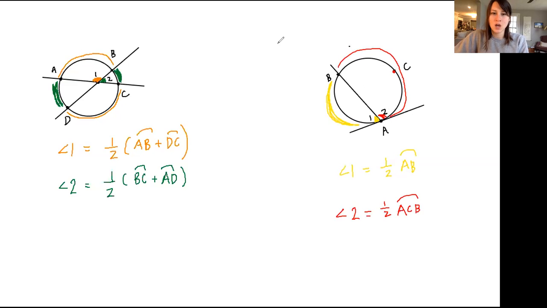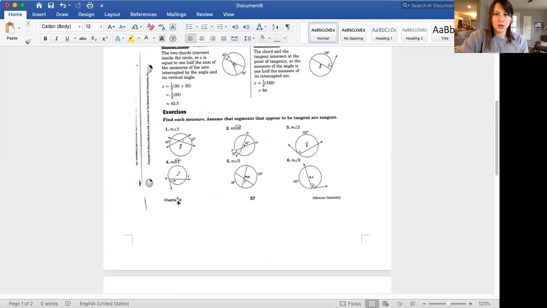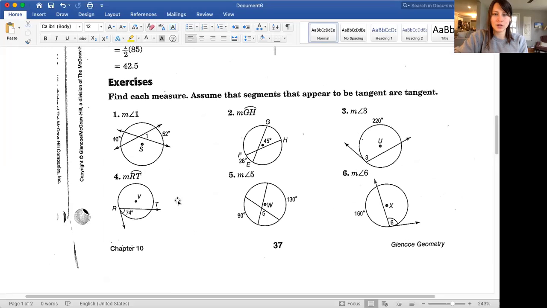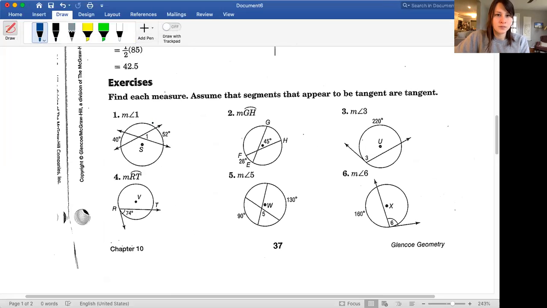So let's take a look. Let's use these ideas and bring them to some of our problems. Really all we're doing is just working out and solving for the angle measurements. So this angle 1 is the average of those intercepted arcs. So it'd be 1/2 of 52 plus 40. And then add them up, you've got 92. Half of 92 is 46. So angle 1 equals 46 degrees.